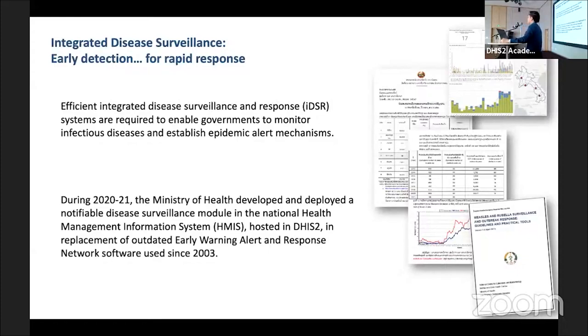During 2020 to 21, the Ministry of Health developed the notifiable disease system in DHIS2 to deploy, as a replacement of our own program, which we call Iwan. But Iwan is a database that was developed in Microsoft Access. Maybe most of the countries here use an Access database to create databases for some diseases. Before we used DHIS2, we developed a database in Microsoft Access to capture the disease data for further detection and for community investigation and response. Yeah. Next slide, please.